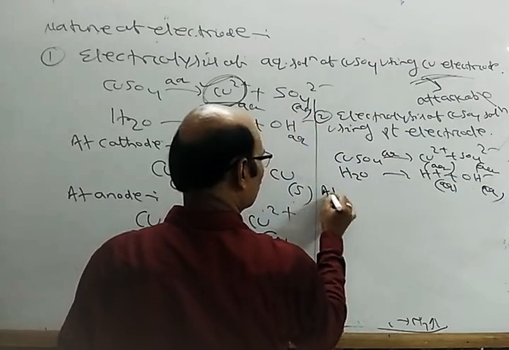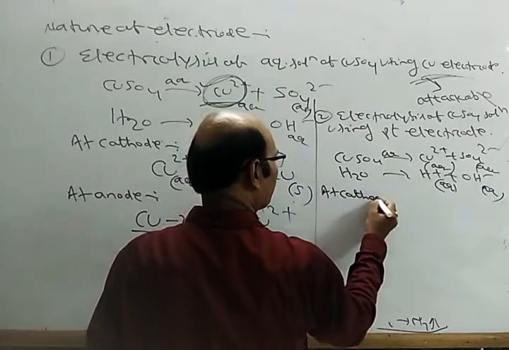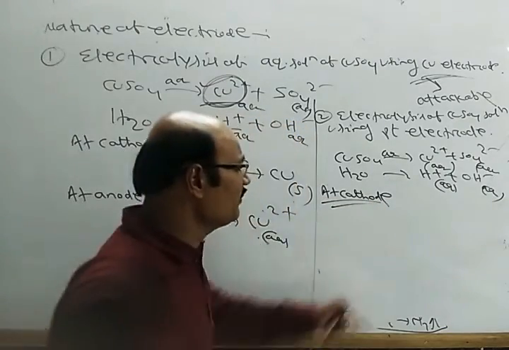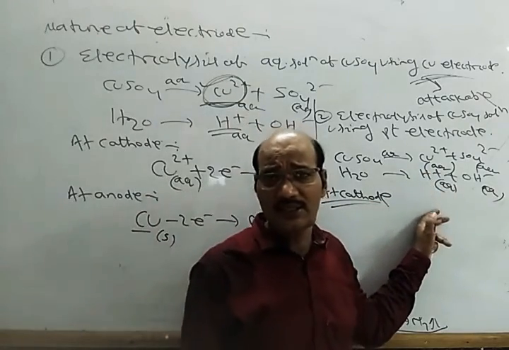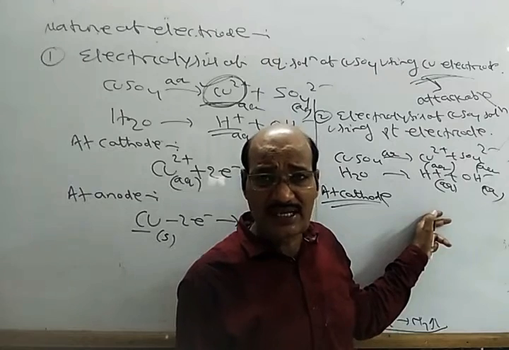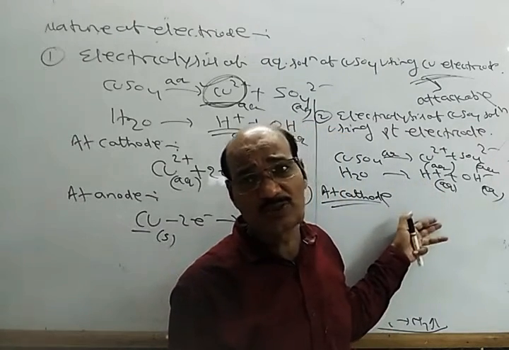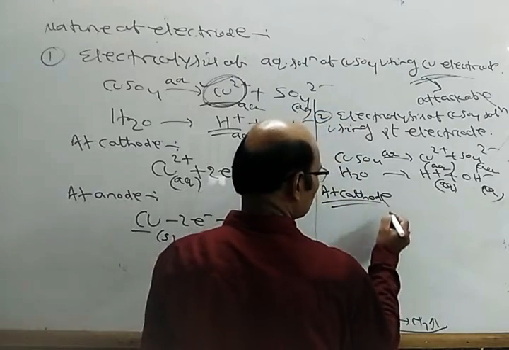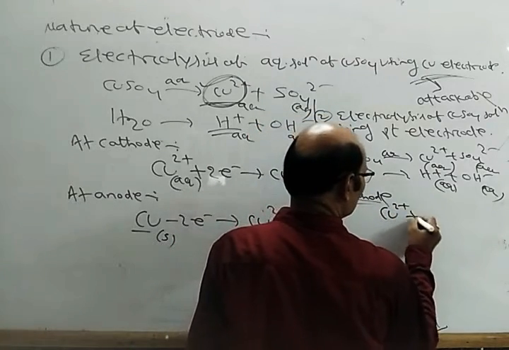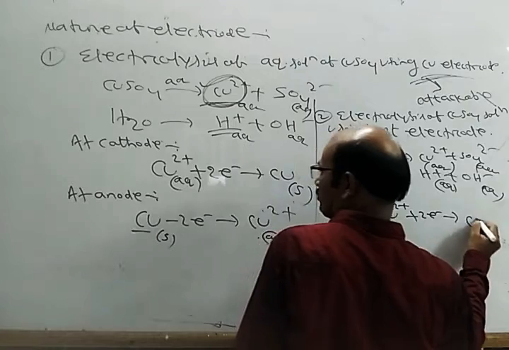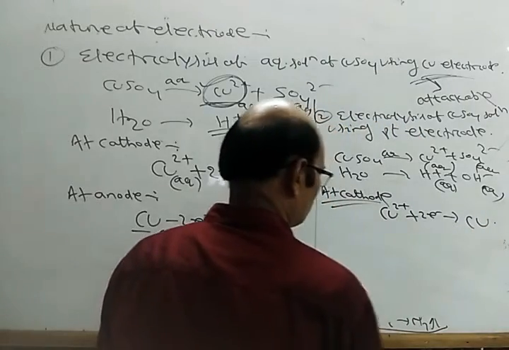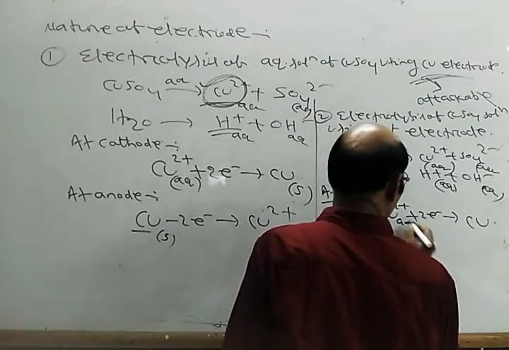Now at the cathode, we already know we have Cu2+ and H+ there. According to the preferential discharge theory, this Cu2+ has the higher discharge potential. So this Cu2+ will discharge here. So what happens? Cu2+ aqueous plus 2 electrons gives Cu solid.